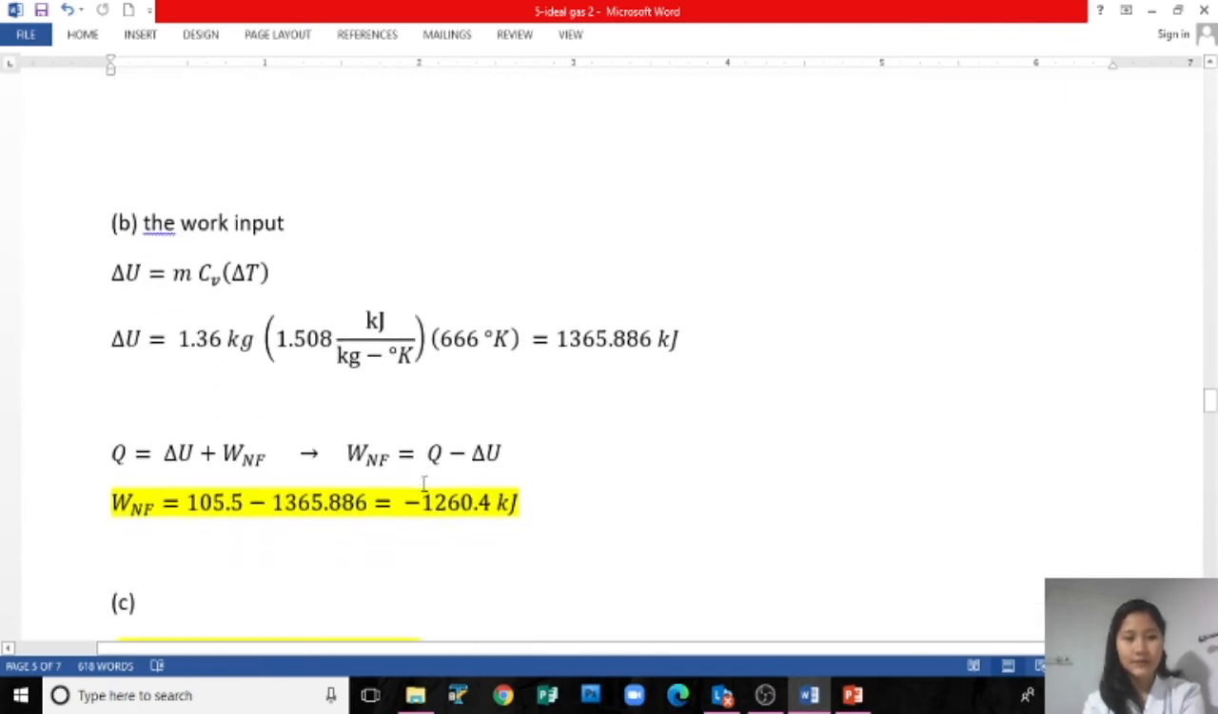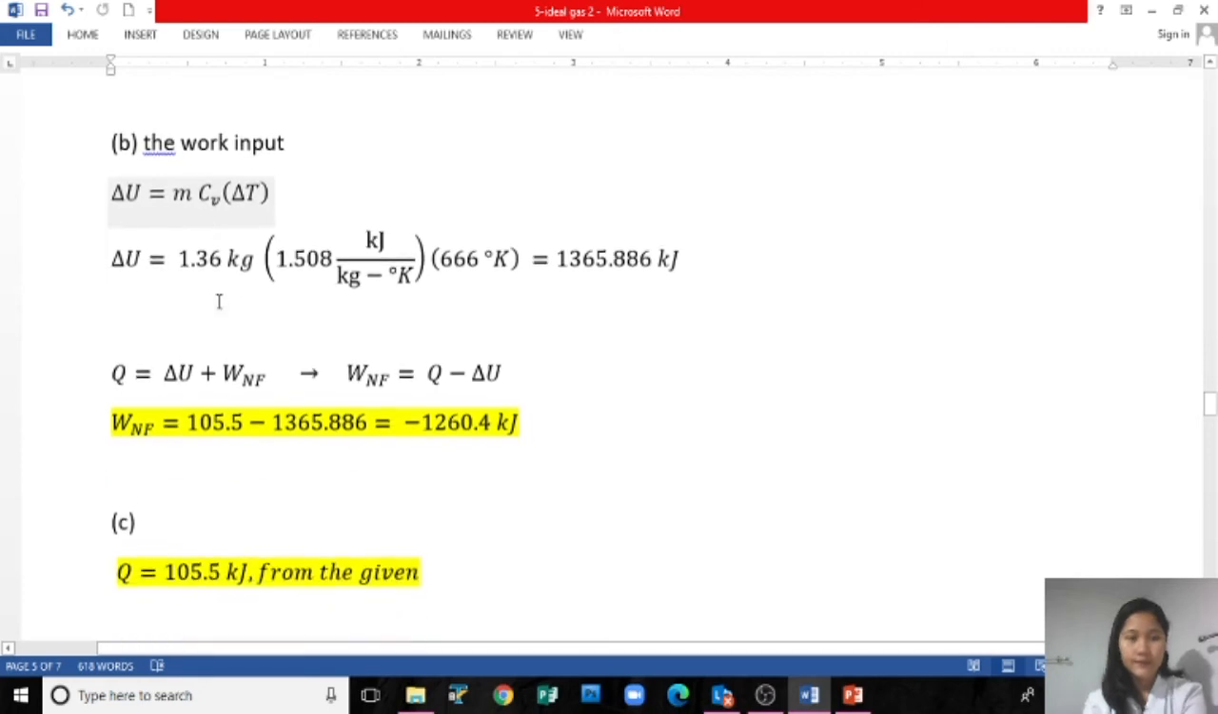Now for the work input, we have the formula delta U equal to mCV delta T. Substituting all the given to the equation, the delta U is equal to 1365.886 kilojoules.